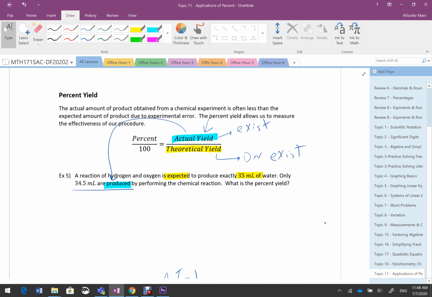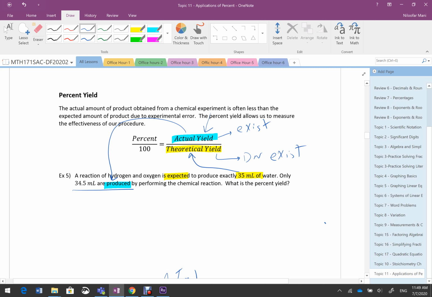Okay, so I believe I should, for example, produce 2 kilogram, but then I produce 1.9 kilogram. So what is my percent yield? I compare what I really got with what I expect. What I got is something that exists, which is the actual yield. What I expect doesn't really exist. That's the theoretical yield. It goes to the denominator. This is my expectation, what I believe I should have.